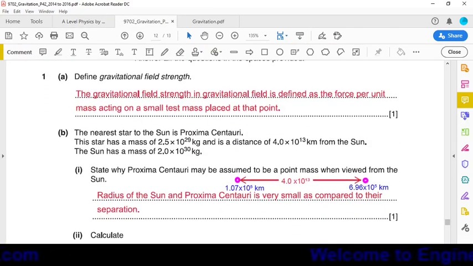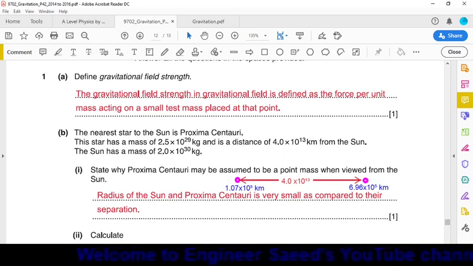Okay, next part. The nearest star to the Sun is Proxima Centauri. This star has a mass of 2.5 into 10 power 29 kg and is at a distance of 4 into 10 power 13 km from the Sun. The Sun has a mass of 2 into 10 power 30 kg. State why Proxima Centauri may be assumed to be a point mass when viewed from the Sun.